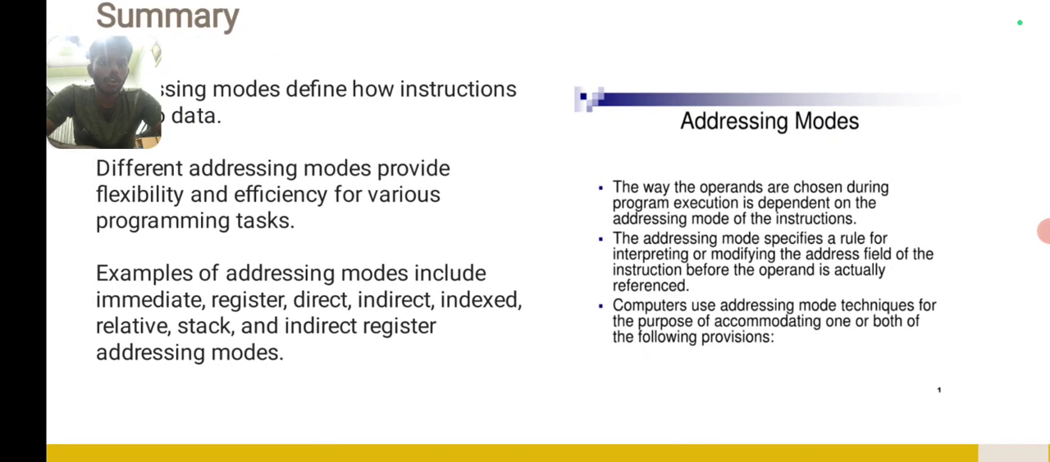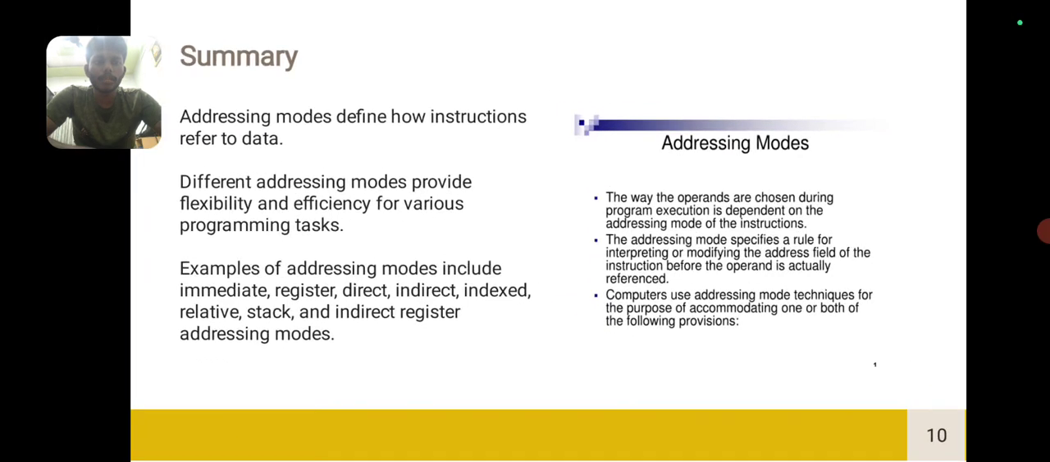The way the operands are chosen during program execution is dependent on the addressing mode of the instruction. The addressing mode specifies a rule for interpreting or modifying the address field of the instruction before the operand is actually referenced. Computers use addressing mode techniques for the purpose of accommodating one or both of the following provisions.